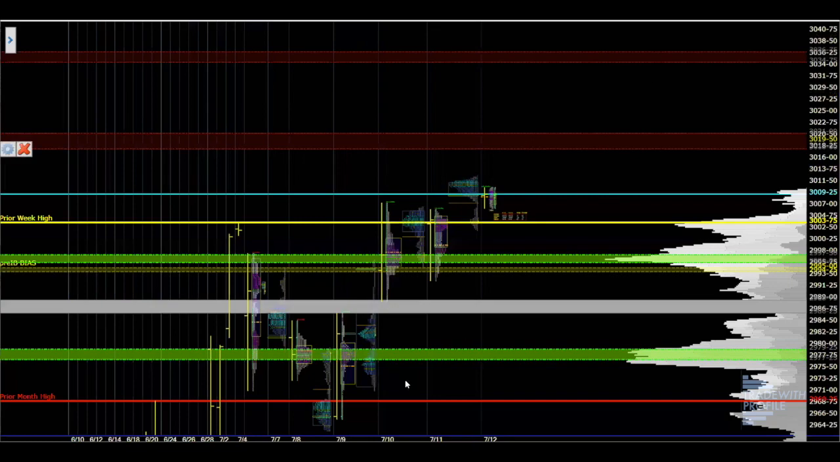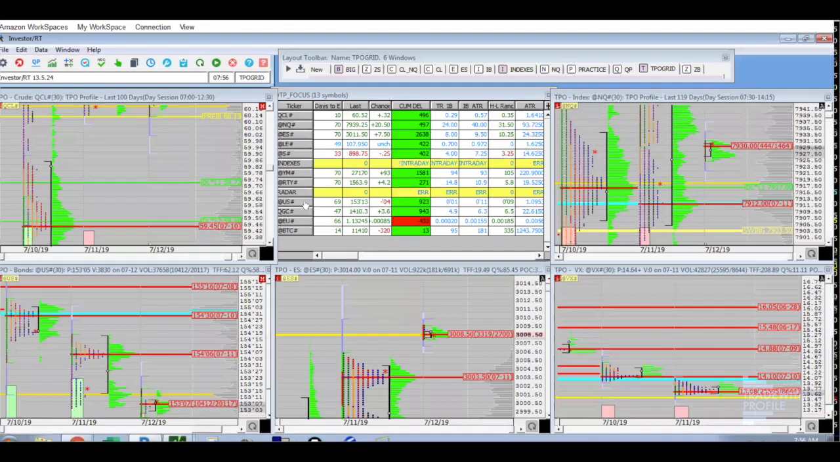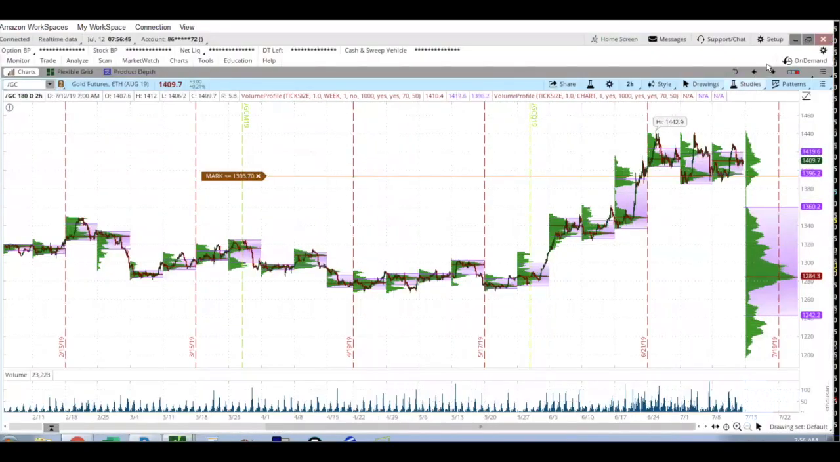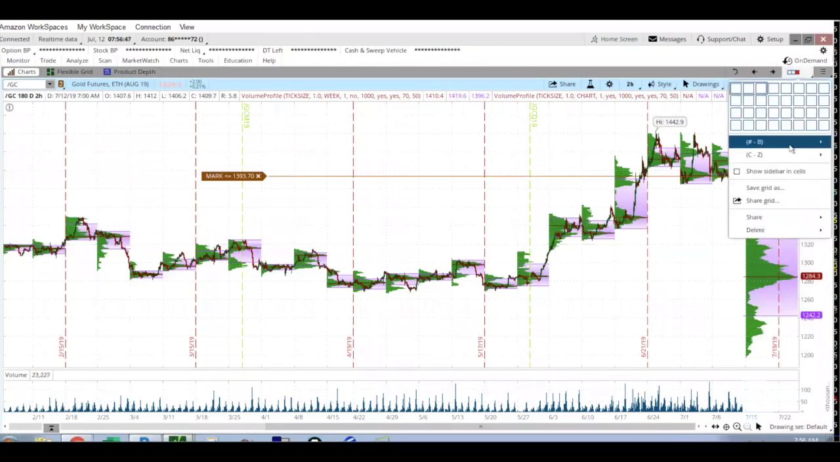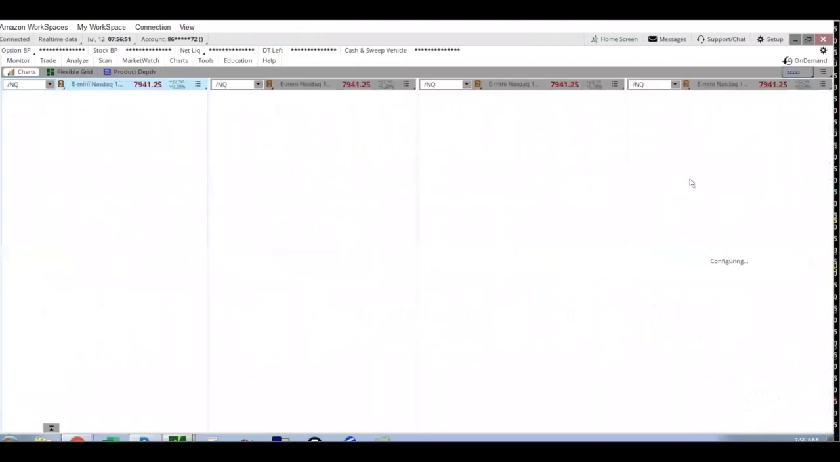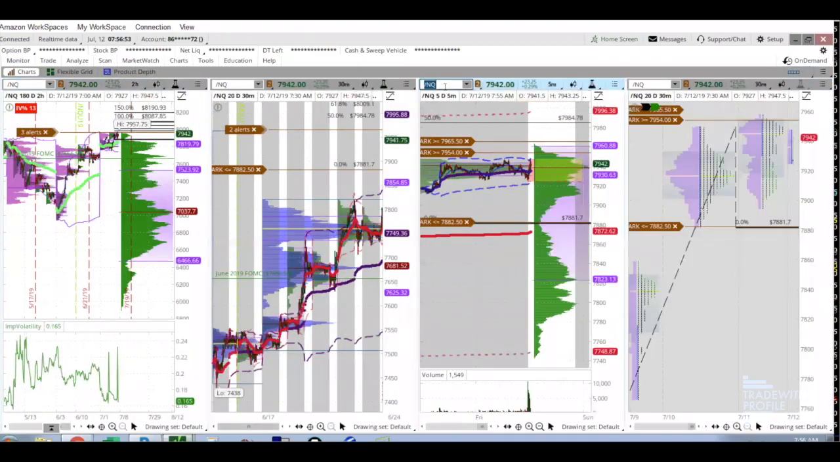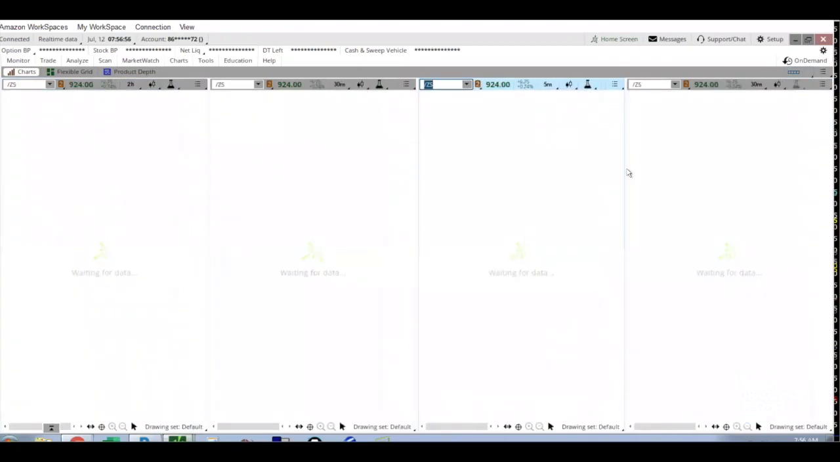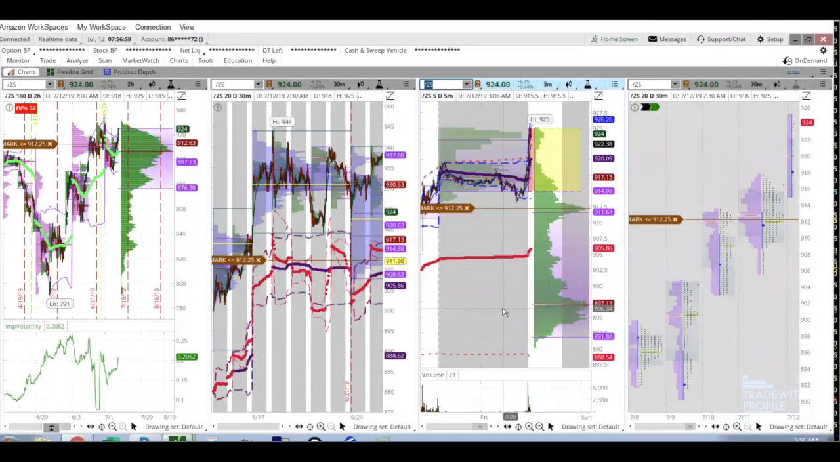A similar dynamic, just a non-correlated market to look at this would be, we had a grain report yesterday. So let me pull up soybeans. We had a WASDE report yesterday.